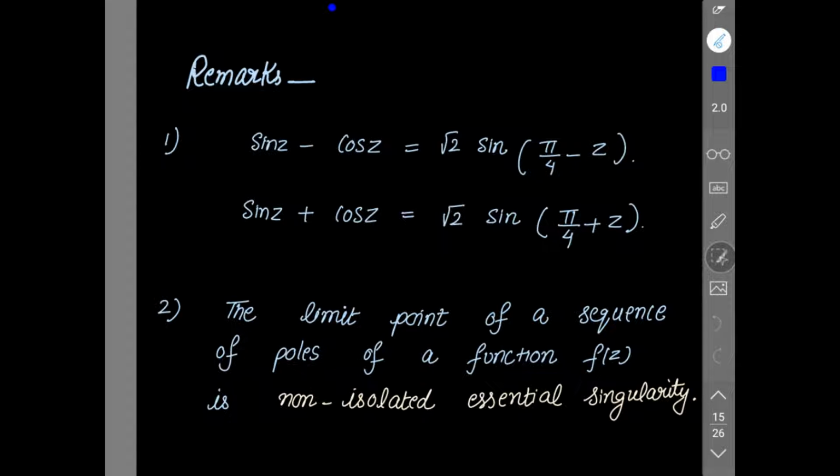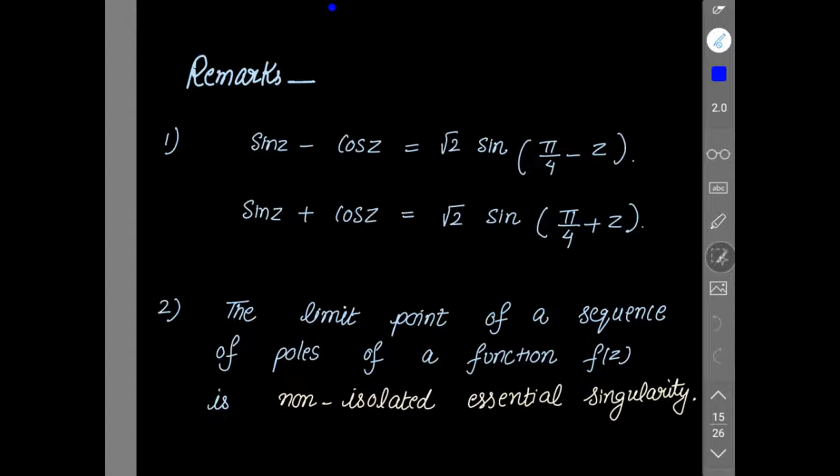Before starting the assignment, we have to recall some of the remarks which are very useful, and also these remarks are very useful in UGC NET exams. So let's start with the remarks. Here, the first one is the formula which is given to us: sin z minus cos z is equal to root 2 sin of (pi by 4 minus z). Can I write it like this?